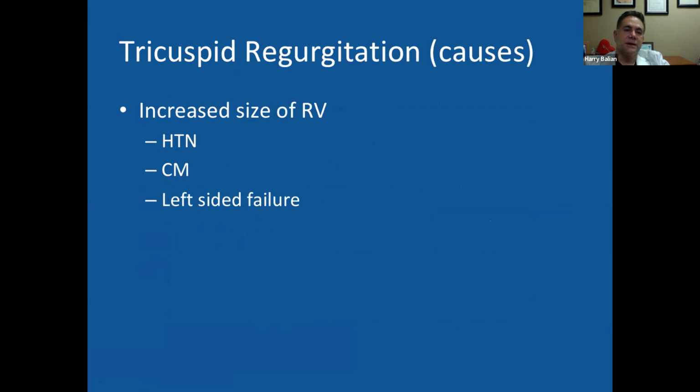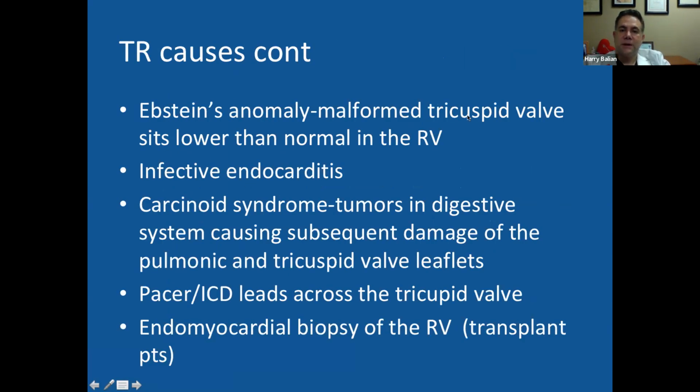Tricuspid regurgitation causes increased size of the RV, and hypertension, cardiomyopathy, and left-sided failure can cause these. Ebstein's anomaly is a malformed tricuspid valve leaflet. It sits lower than normal in the RV. Other causes of TR: infective endocarditis, and carcinoid syndrome, which is tumors in the digestive system causing subsequent damage of the pulmonic and tricuspid valve leaflets. Pacemaker leads traditionally have been a bad actor in causing TR, because the leads are across the tricuspid valve, and eventually cause degeneration of the valve, and the valve leaflets do not close.